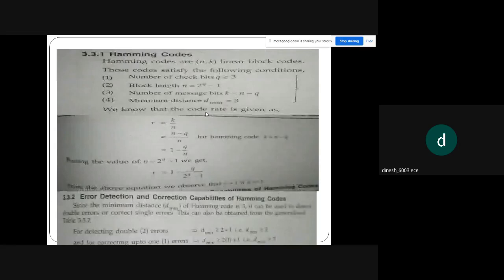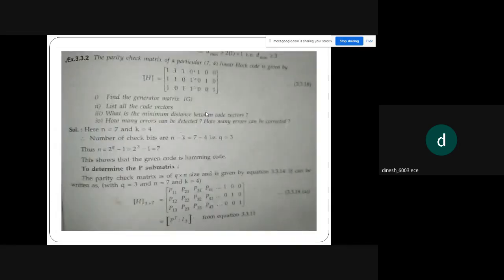So next we'll be seeing a problem on error detection, error correction, determining code vectors and generator matrix for the linear block codes.